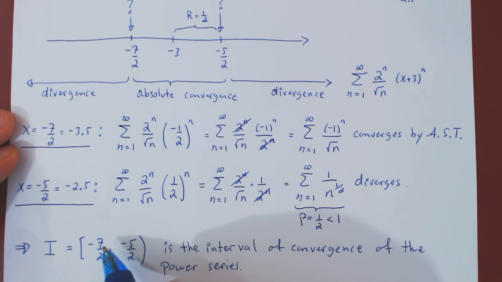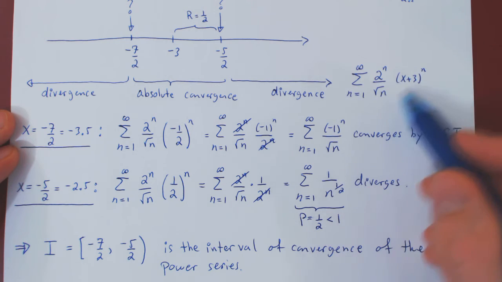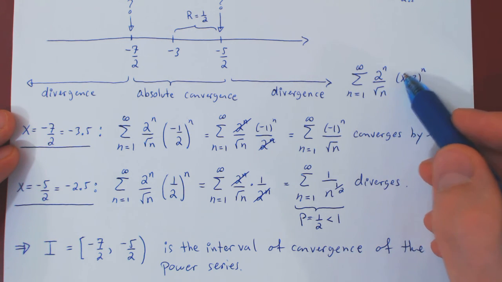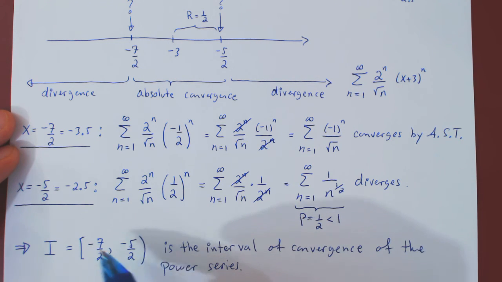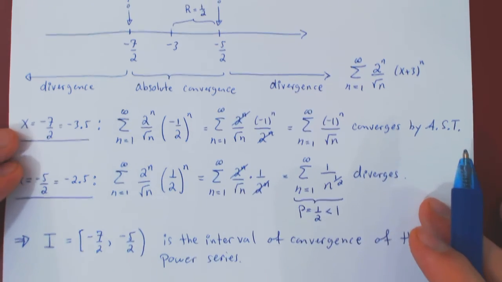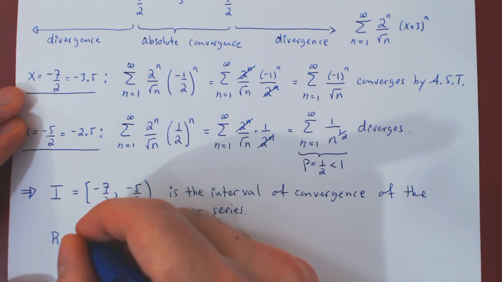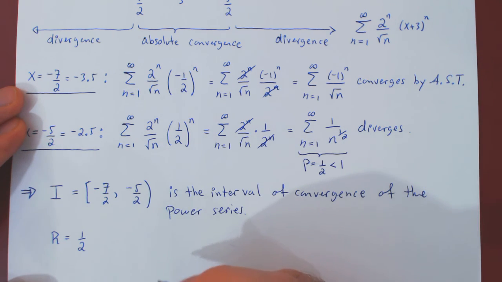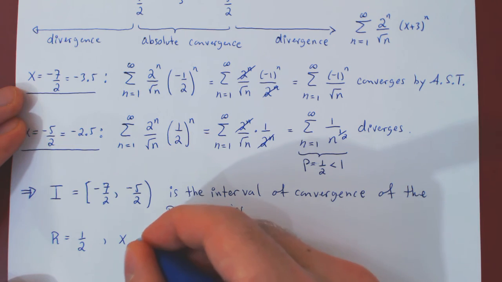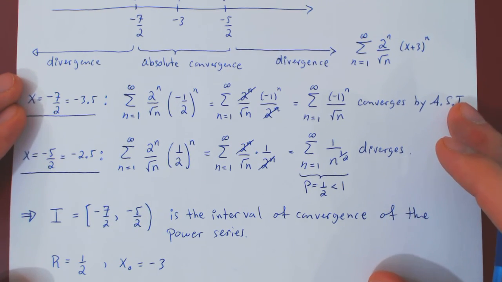Which of course you could think of as the domain of this function. This power series only converges for values of x that are in this interval, left point included, right point excluded. Therefore, on this interval, the power series is a function. And recall that also the radius of convergence was 1/2, and the center of the series was -3. And now we have everything.